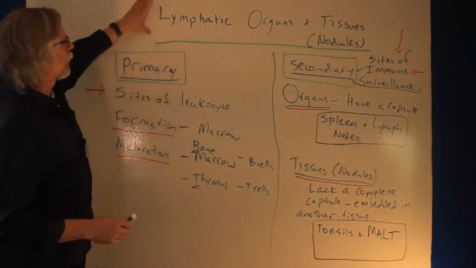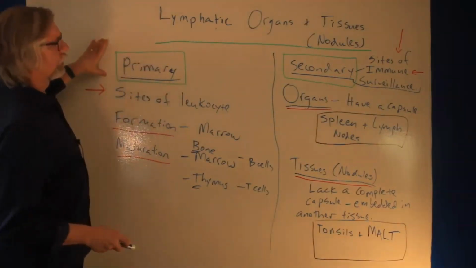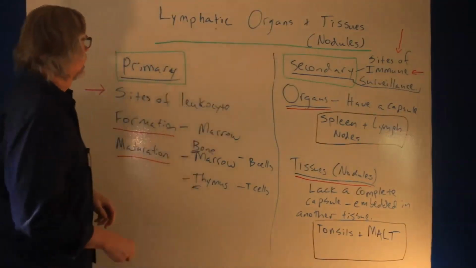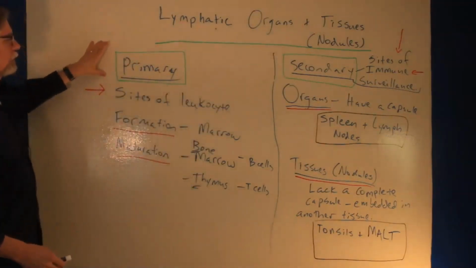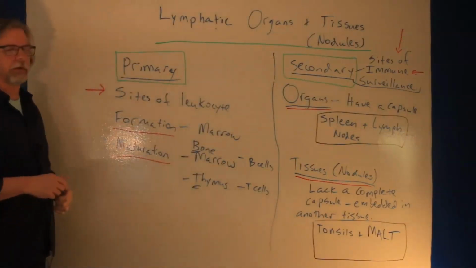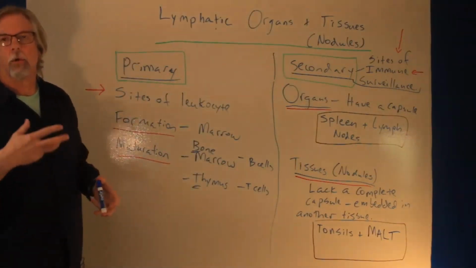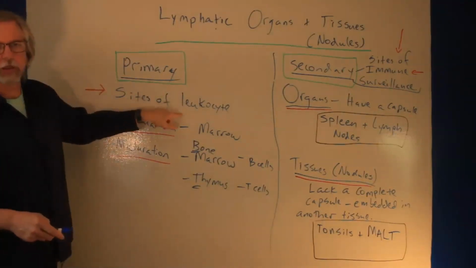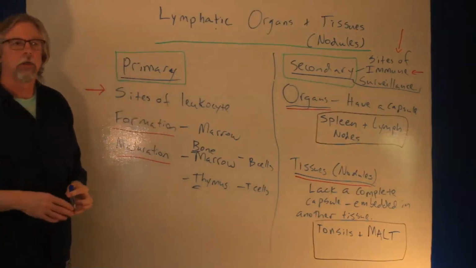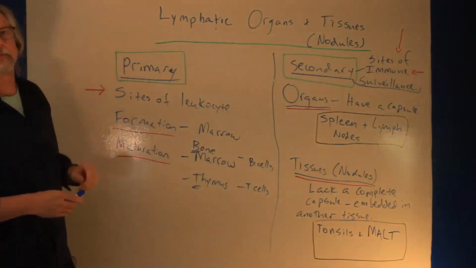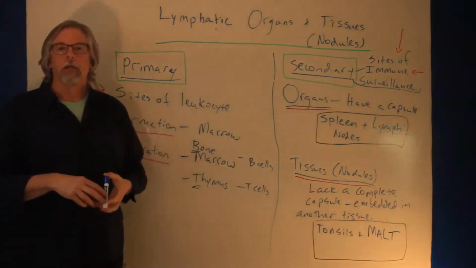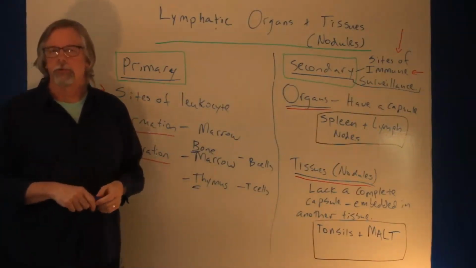All right, so these can be broken down into the primary organs and tissues or the secondary organs and tissues. Primary organs and tissues are sites where these cells are made or where they mature. All of these cells, the leukocytes, are made in the bone marrow. So one of the primary organs is the bone marrow. Bone marrow, the hematopoietic stem cell, is making all of these different types of leukocytes, okay?